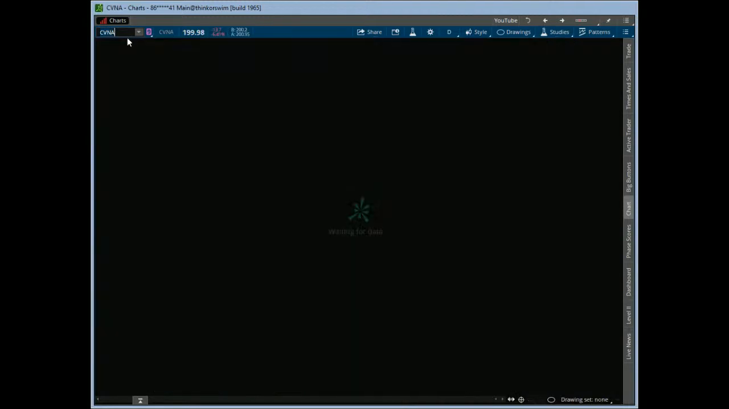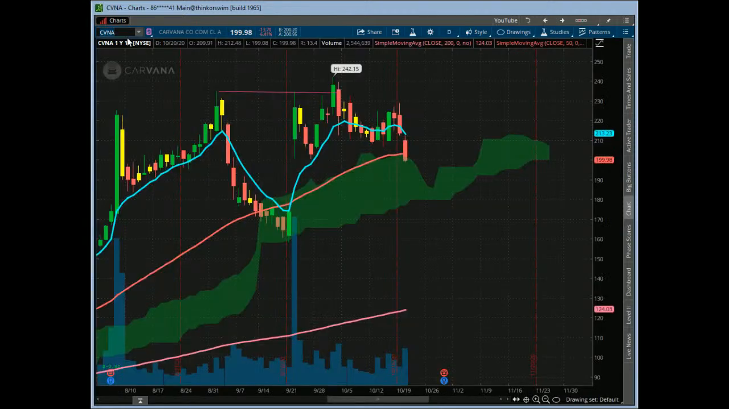CVNA. This one has been very interesting. Very, very nice candle. In fact, let's put this on the bearish radar for tomorrow. I love the breakdown out of the piercing into the daily cloud and an increased volume closing under the 50-day moving average. Nice bearish one to keep on the watch list right there.